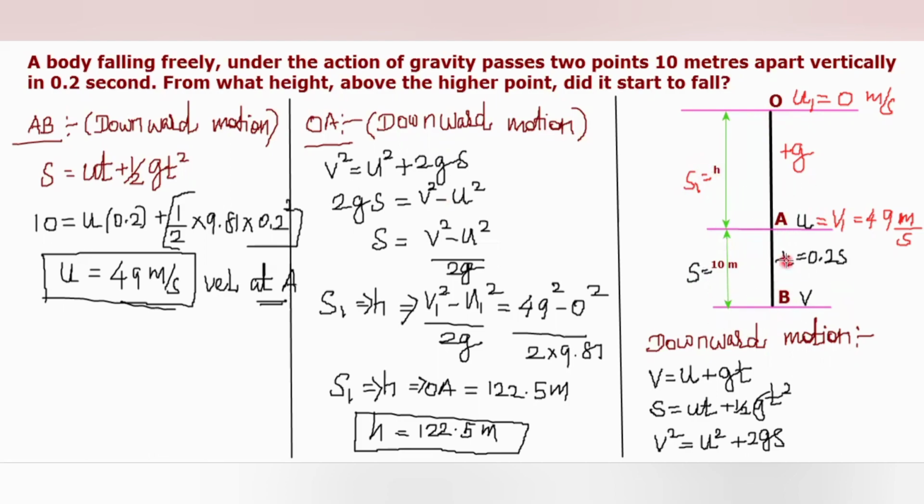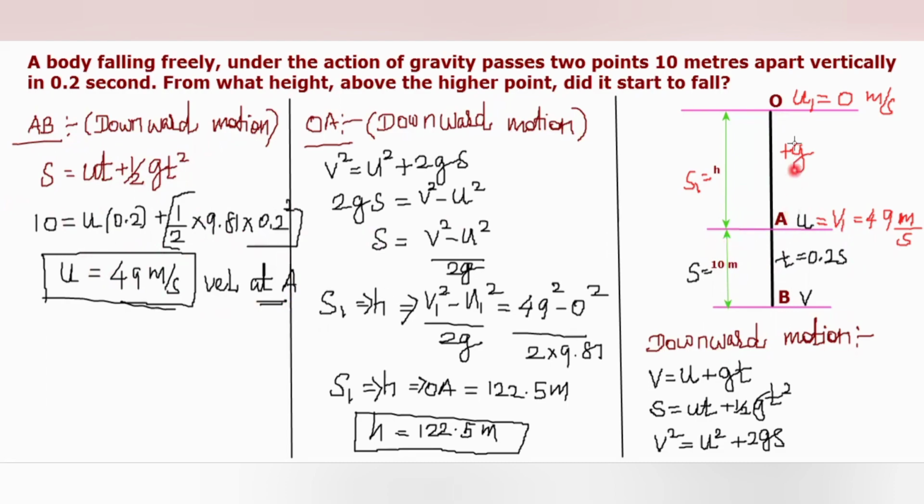We split this into two segments, AB and OA. First, AB, a downward motion: S equals ut plus half gt square. Here S is 10 meters, U is the velocity at point A, and the time taken is 0.2 seconds. By substituting all the known values, we calculated U equals 49 meters per second, the velocity at point A.